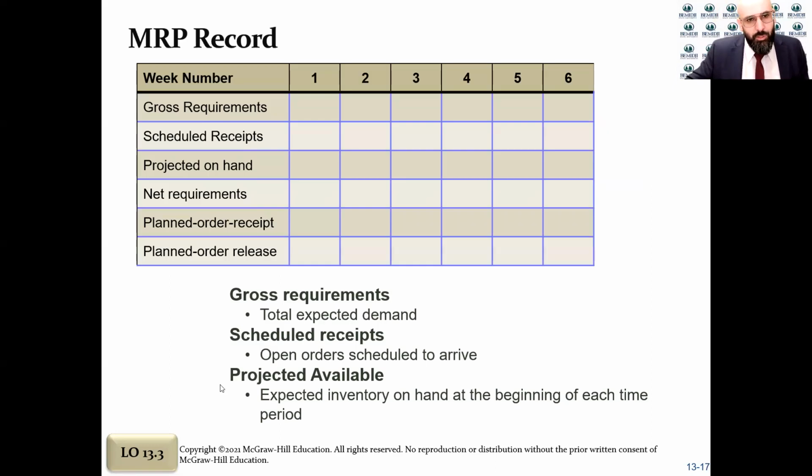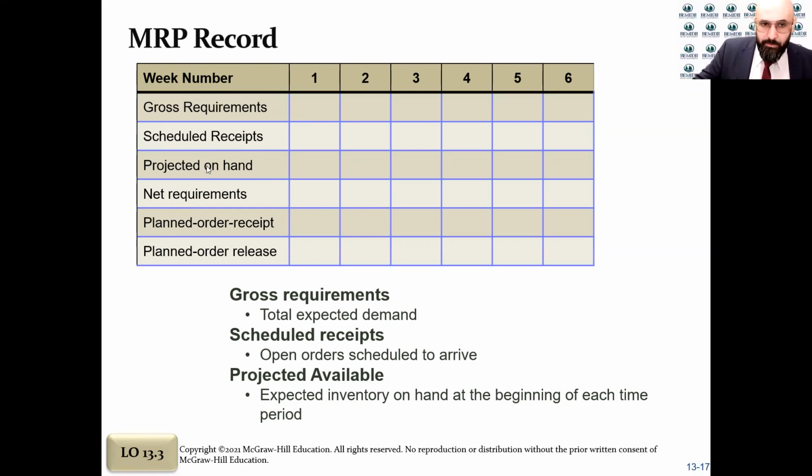All right, now let's move on to the MRP record itself, and let's see how we could do the calculation and read some of this information. This is what the MRP record looks like. We have a table with the number of weeks or number of periods, and we have 1, 2, 3, 4, 5, and 6, and factors that we need to look at.